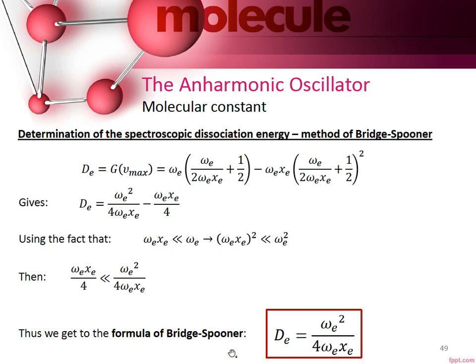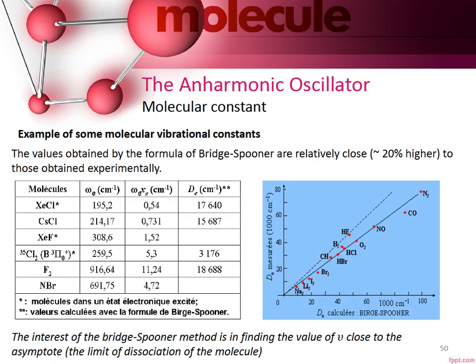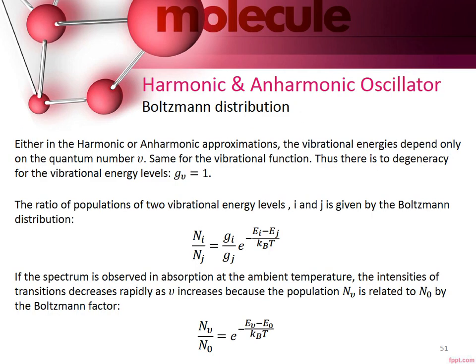And so we end up with dE, and this is the formula of Birge-Sponer. You might not be necessarily responsible for the demonstration, but maybe. It's not very complicated. The spectroscopic dissociation energy dE is omega E squared over 4 omega E xe. Now obviously you can get from that the D0, as we said. The difference is just to add E0. Now, just experimental values that we don't care about.